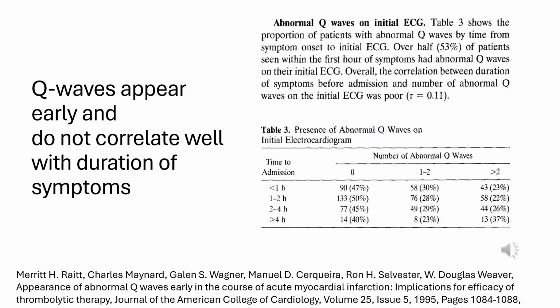This 1995 paper in the Journal of the American College of Cardiology demonstrates how Q waves appear early and do not correlate well with duration of symptoms. In this study, over half of patients seen within the first hour of symptoms had abnormal Q waves on their initial ECG. Additionally, the correlation between duration of symptoms and the number of abnormal Q waves on the initial ECG was poor. This, along with countless individual cases, rejects the proposition that the presence of Q waves indicates the futility of efforts to restore perfusion to territories where Q waves are present.